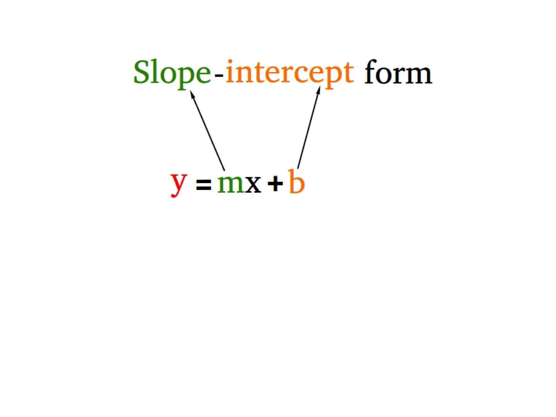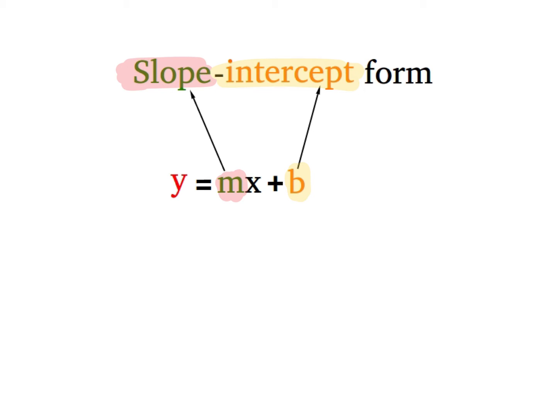So first, what does slope-intercept form mean? Well, it means exactly what the name suggests it means. This is slope-intercept form. And what you'll notice is that this slope-intercept form gives us two pieces of information. It gives us slope, which can be found by looking at m, and it gives us the y-intercept, which can be found by looking at b.